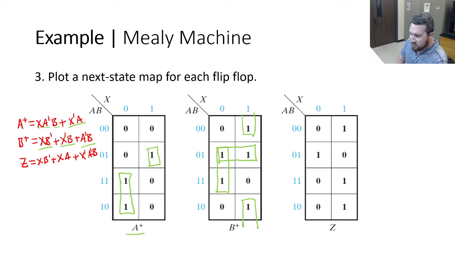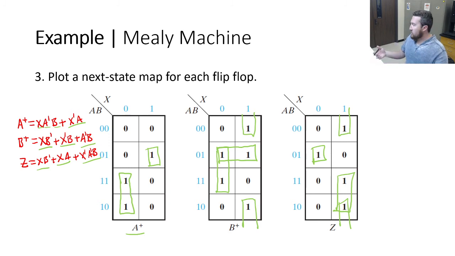And then going over to Z, we got X and B prime. That's going to be X is 1, B is 0. So that grouping. Then X and A. Let's see. Where's X and A? Oh, it's going to be these two. And then X prime, A prime, and B is X is 0, A is 0, B is 1. And that's going to be that guy.